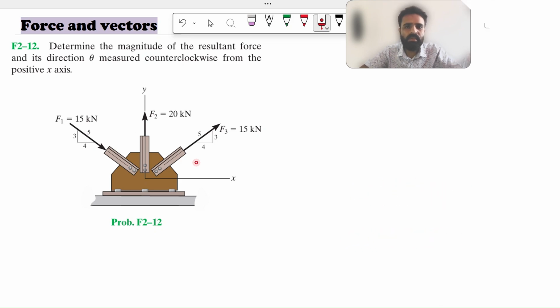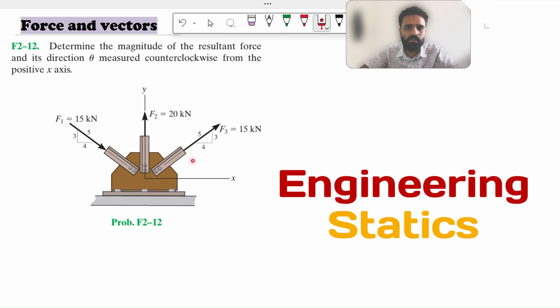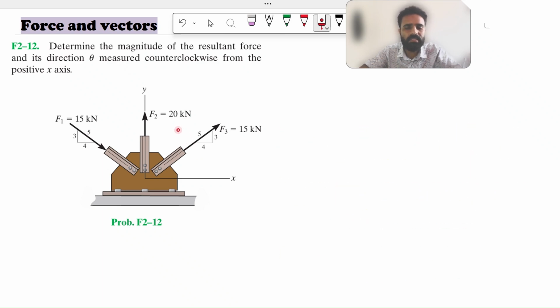Today we'll be solving fundamental problem number 12 of chapter 2, force and vectors. In this problem, we'll be defining the magnitude of the resultant force and its direction measured from the x-axis counterclockwise. So here we have three forces, F1, F2, and F3.